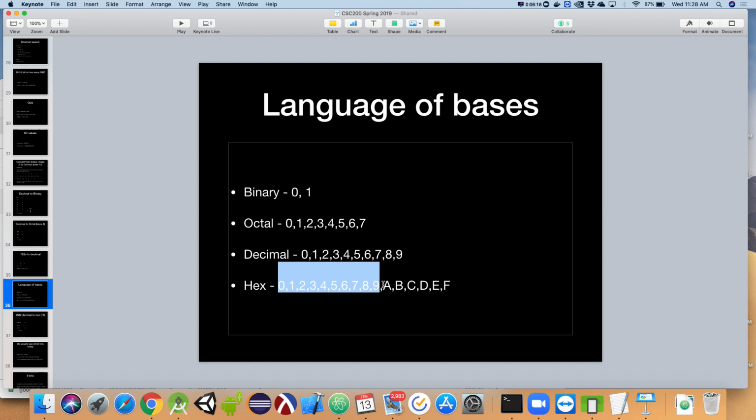So after a 9, a 10 is an A, an 11 is a B, a 12 is a C, a 13 is a D, a 14 is an E, a 15 is an F. So the possible hextets, as they're called, of hexadecimal are 0 through 15. 0 through the base minus 1, just like with decimal, our base is 10, 0 to 9 are our numbers. Octal, base is 8, 0 to 7. Binary, base is 2, 0 to 1. So for hex, 0 to 15 are the numbers, but the 10 through 15 we represent using letters.